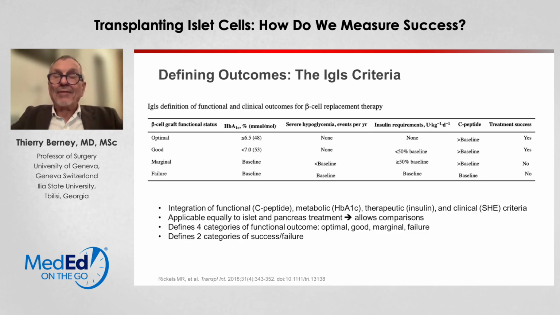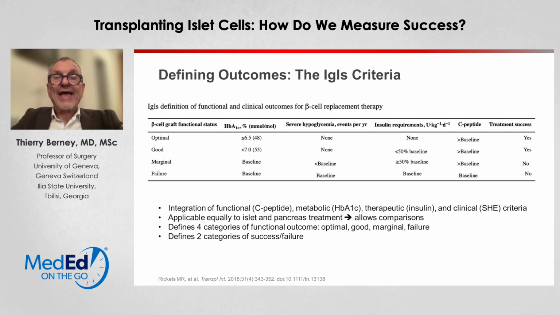So, bearing this in mind, that insulin dependence is not a refined measure of function, a group of pancreas and islet transplant surgeons and physicians met in a consensus conference in Austria in 2015 and decided on what should be the criteria for function and for success.